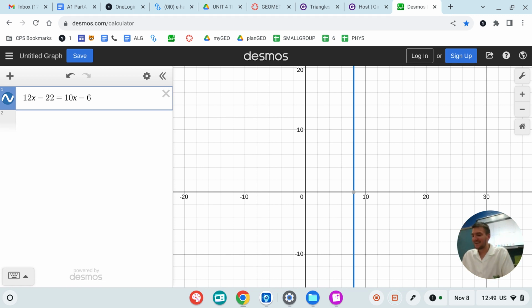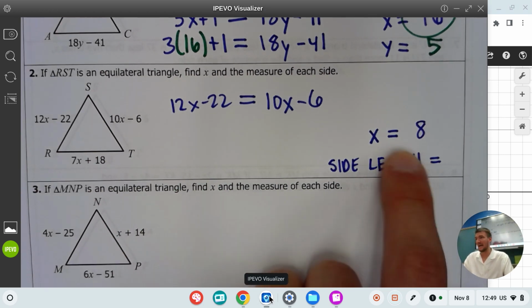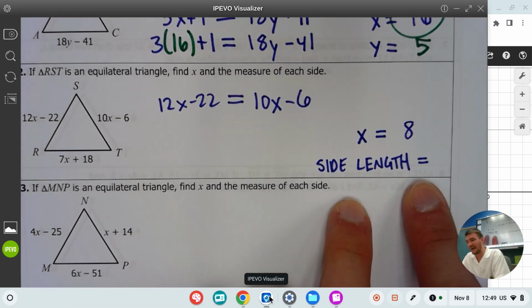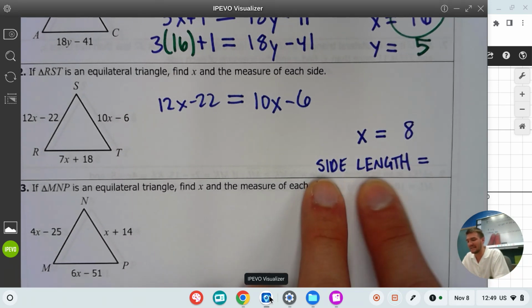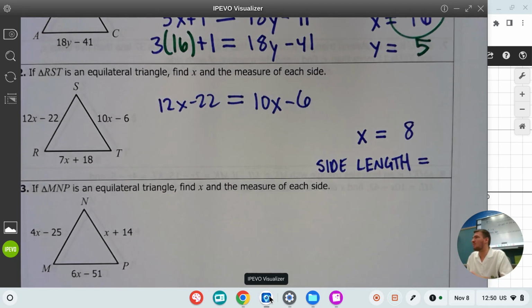Yeah. So what is our x value going to be? 8. Our x value is going to be 8. And once we have the x value of 8, we haven't done this yet, how do we find the exact side length? Plugging 8 in. We just plug the 8 in. Now which one do we plug the 8 into? Both of them.